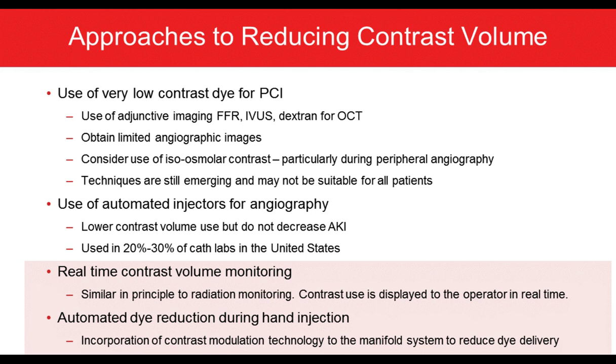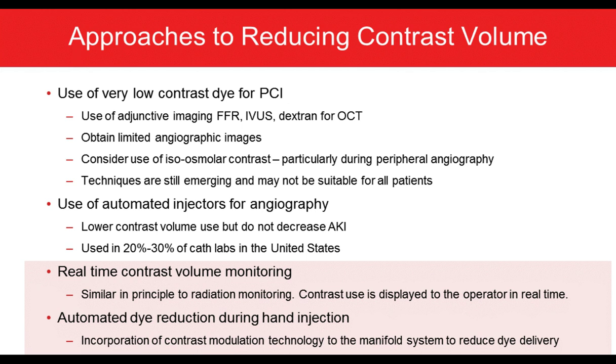It's helpful to emphasize that many folks use biplane angiography, but certainly if you look at the literature, biplane angiography has never been shown to decrease the risk of acute kidney injury, nor does it reduce the risk of radiation for that matter. We can consider use of isoosmolar contrast, again, maybe have particular benefits during peripheral angiography. And the techniques of ultra-low contrast PCI are still emerging and frankly may not be suitable for all patients.